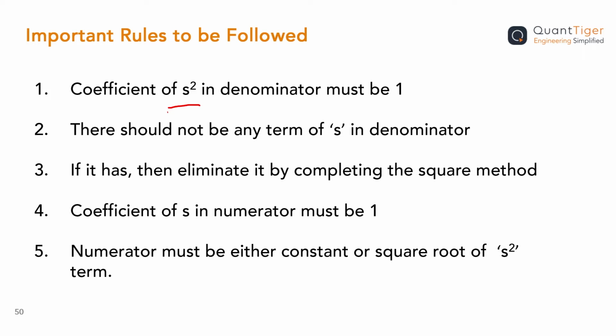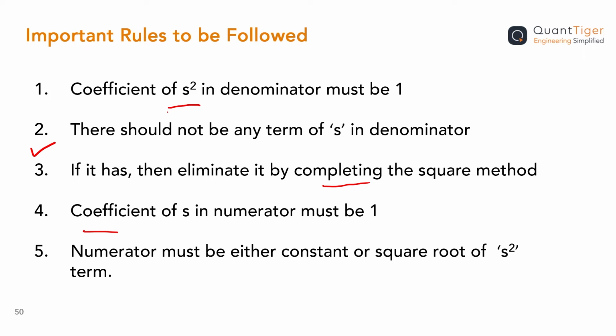And the second rule, if you will see here, there should not be any term of s in the denominator. s square के साथ और भी s की term नहीं होनी चाहिए. Then if in case we find it, then we have to use the completing the square method. How we will use it? We will see it in detail later. Then coefficient of s in the numerator must be 1.